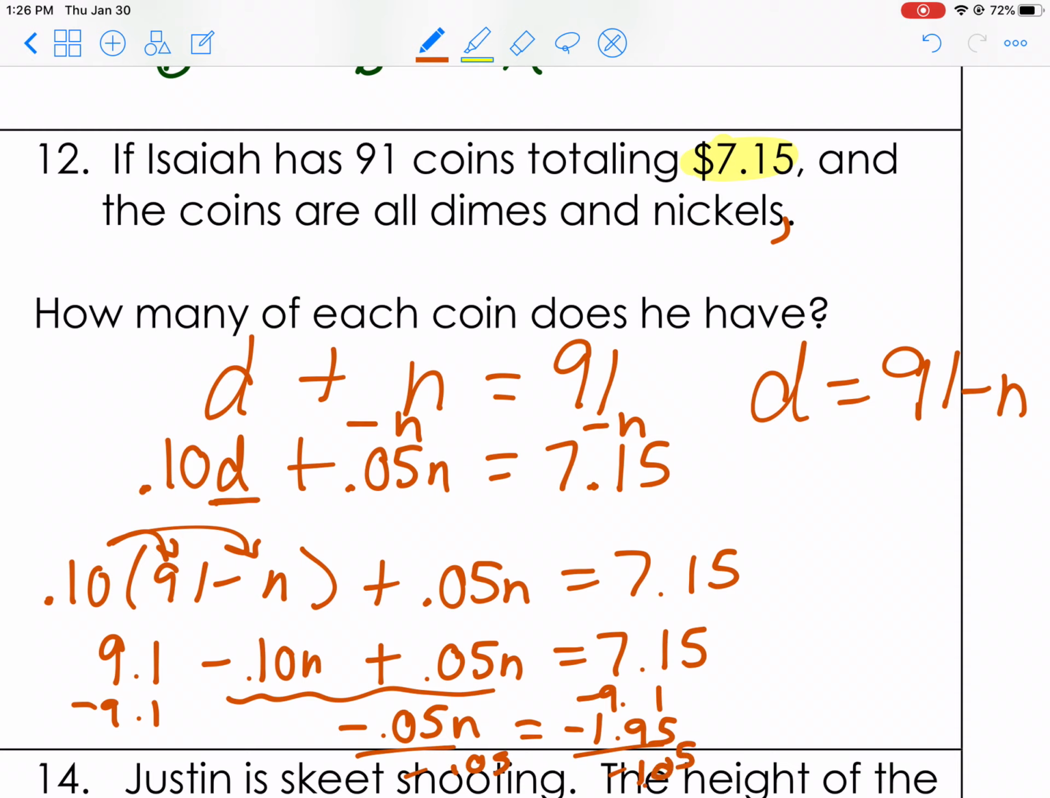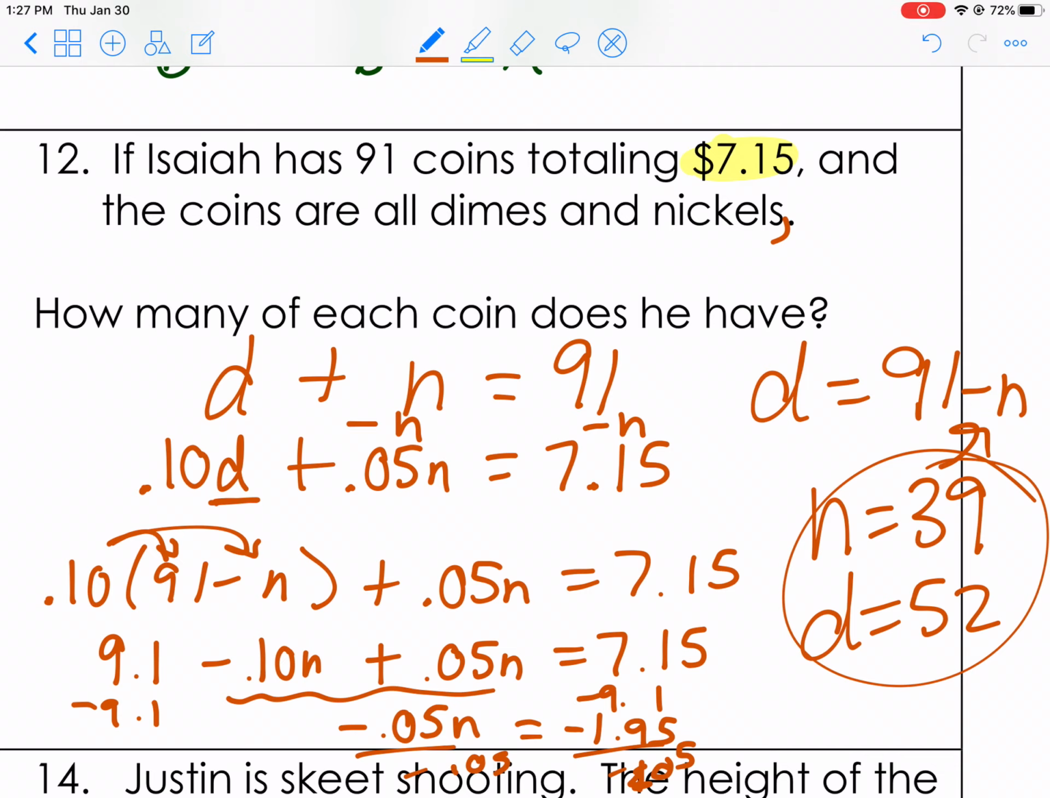Negative 0.05. Okay, negative 1.95 divided by negative 0.05 gives us 39. So Isaiah has 39 nickels, and if I substitute that right there, I can find out how many dimes he has. It's going to be 52 dimes. 39 nickels and 52 dimes.